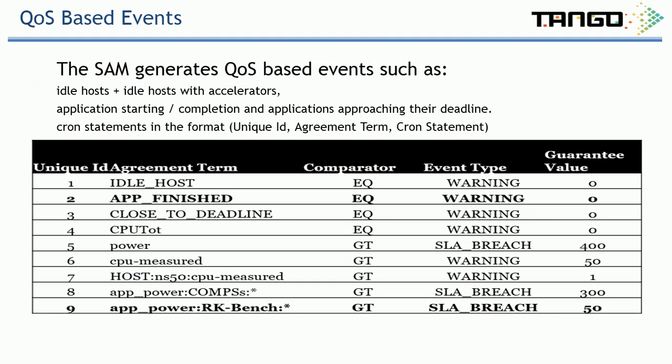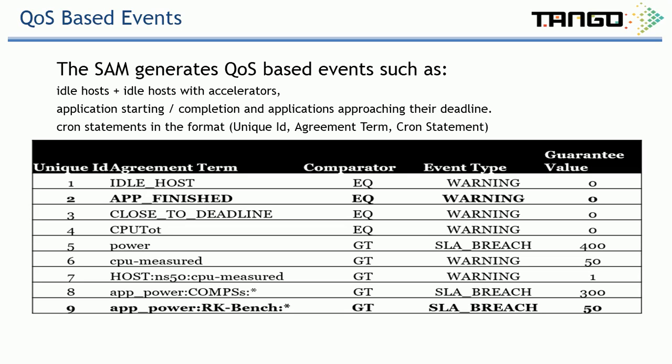The Adaptation Manager has various different types of event that it can generate. As previously discussed, it can detect things such as idle hosts and idle hosts with accelerators. It can detect things such as applications starting and completing, or when they approach their deadline. It also has the prospect of using cron statements, so indicating particular times of the day or recurring events within the system.